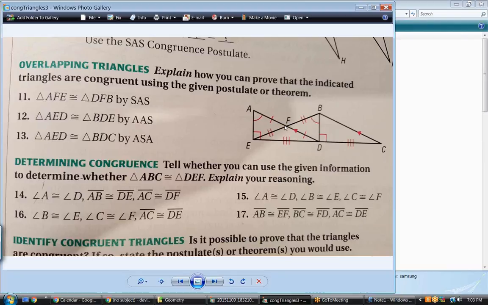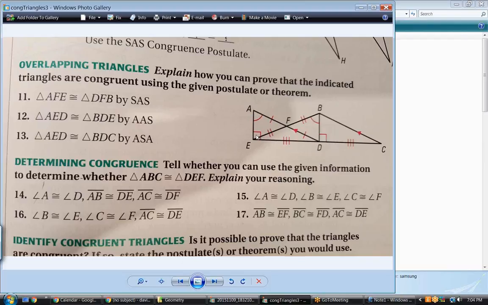Side-side-angle definitely does not work if you have acute angles. I mean, it works if you have a right angle or more, an obtuse angle, but notice we don't in these 2 triangles. I mean, there's the right angle, but that's not the angle that's in this triangle. Angle AEF is acute. So I would not be able to say side-side-angle works. No. Okay.